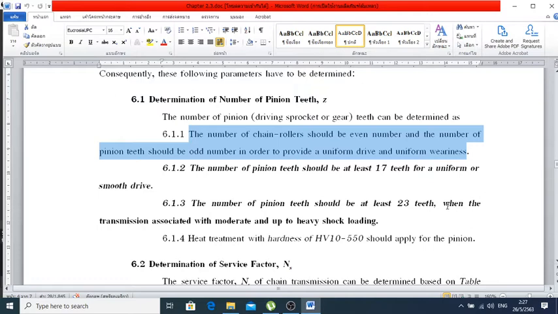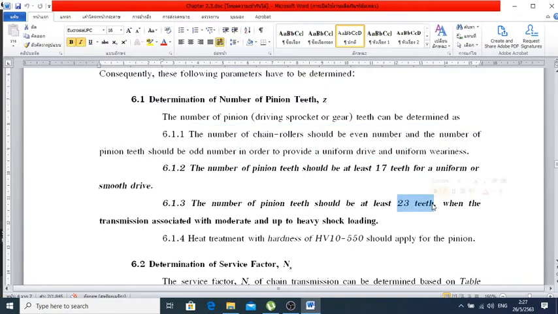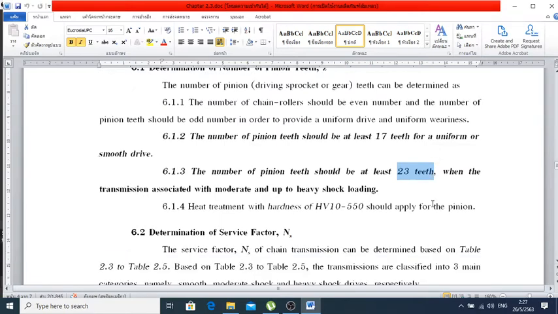And number two, the number of pinion teeth should be at least 17 for a uniform smooth drive. But for a shock drive, we're going to use at least 23. Okay, we got one system already. We got the spaghetti designs already. We pick up for this anyway.